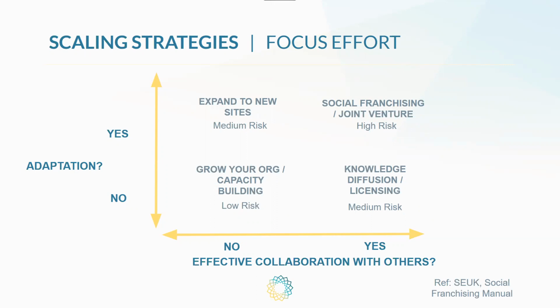Similarly, looking at different scaling strategies with two different axes there. One, how effectively do you collaborate with others, or do you want to collaborate with others? And two, how adaptable is your model or your brand and what you're doing? If you just want to work in your own area and you're not into really collaborating with others beyond perhaps partnering on a bid or a funding bid, something like that, and you've got a fairly static model that just does one thing really well, then actually growing your organization and building your own capacity is not a bad strategy. Keep it simple.